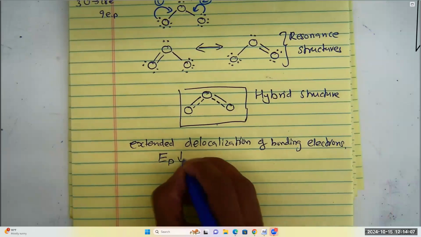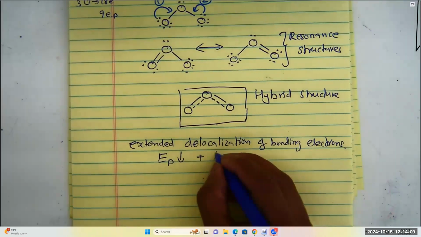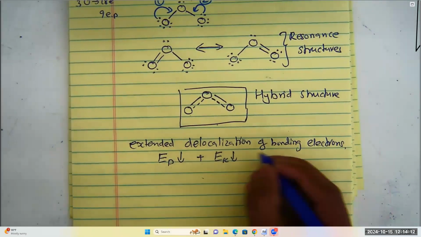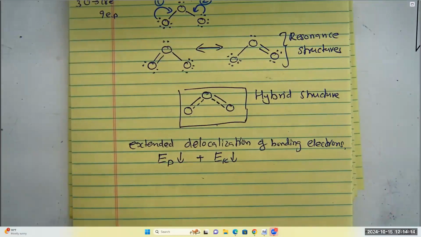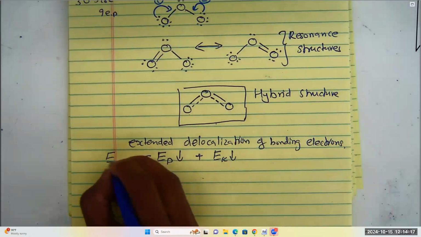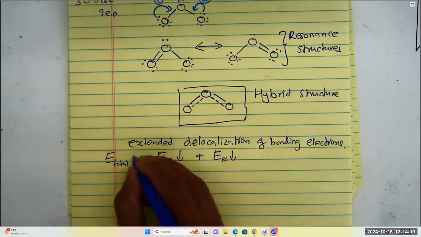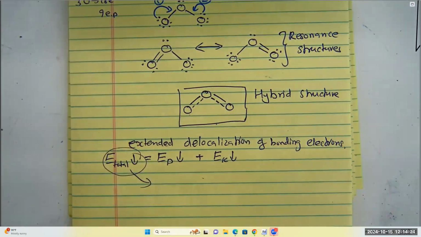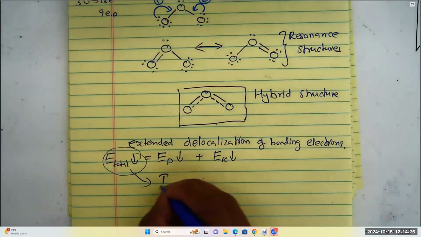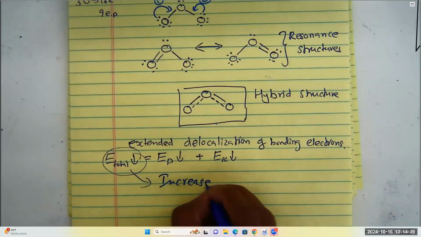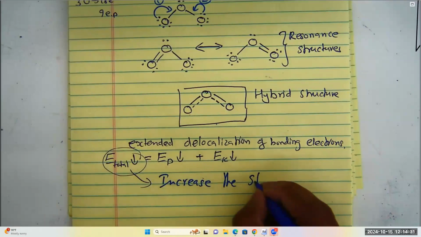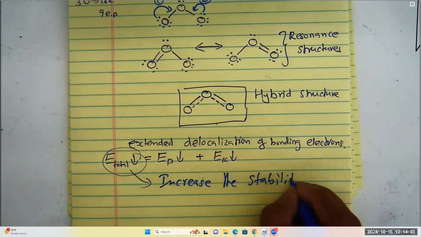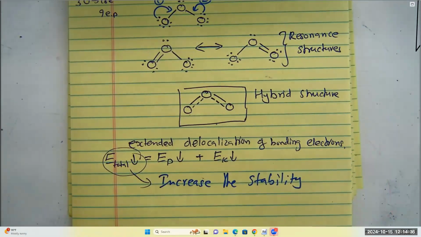And what does it do? It decreases the potential energy. We talked about why. It also decreases the kinetic energy because electrons have more space. They slow down. As a result of that, the total energy goes down as well. Because the total energy goes down, we say that this is going to increase the stability of the molecule. So resonance is stabilizing, and this is why it is stabilizing.